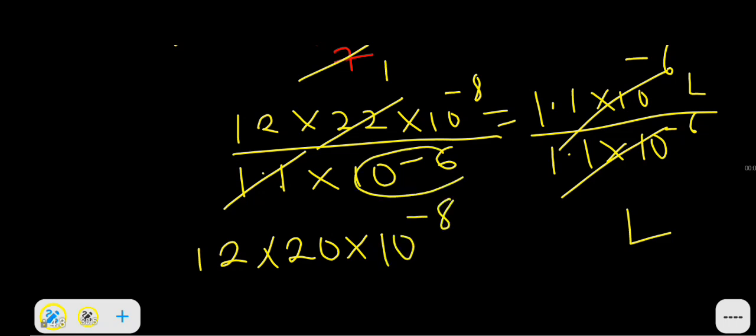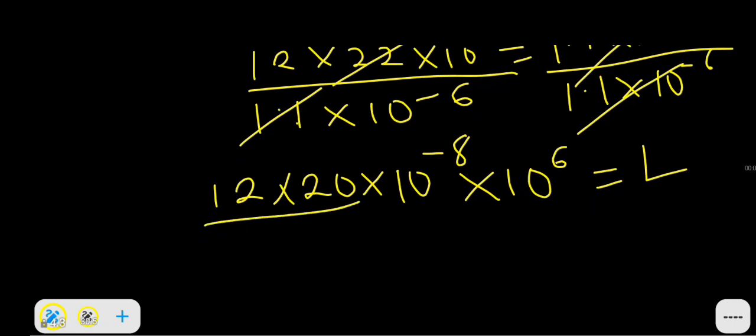This guy that is down here, take it upstairs. Take it to the numerator, take it up. But when you do that, the sign will change to plus. So just write times 10 to the power 6. Not minus 6, because it is going up. This power will change sign. Then everything will be equals to L. Then from here, 12 times 20 will give you 240.